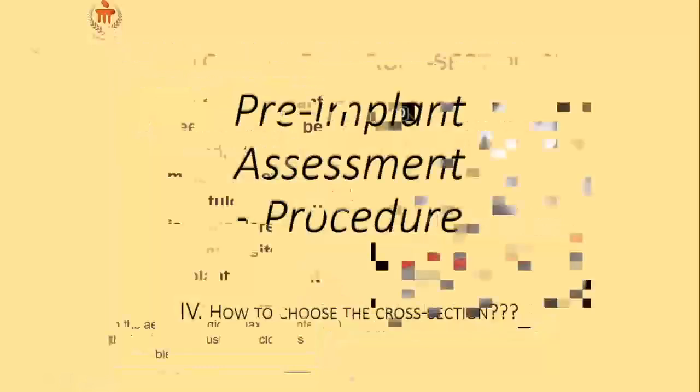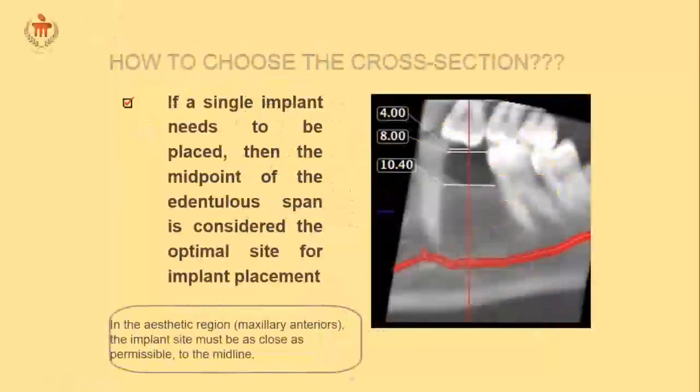And then after you do that, the question is, where is my implant? Yes, I know this is the width. It's 8 mm there, it's 10.4 there, but where am I going to place it? Ultimately, you will pick a midpoint of that edentulous span. The midpoint is generally the ideal location of the implant.